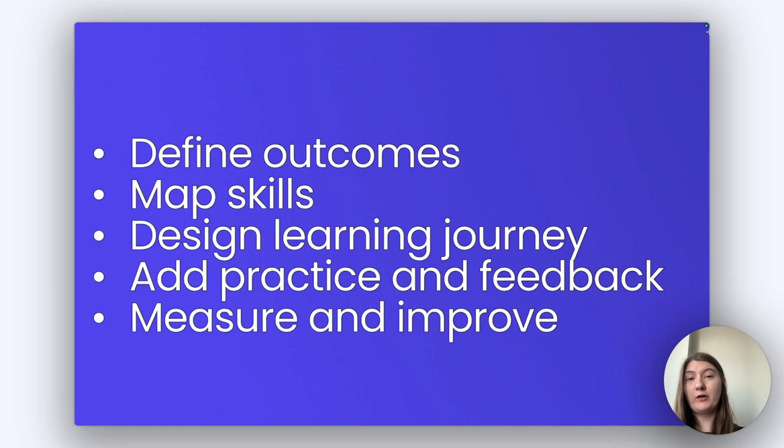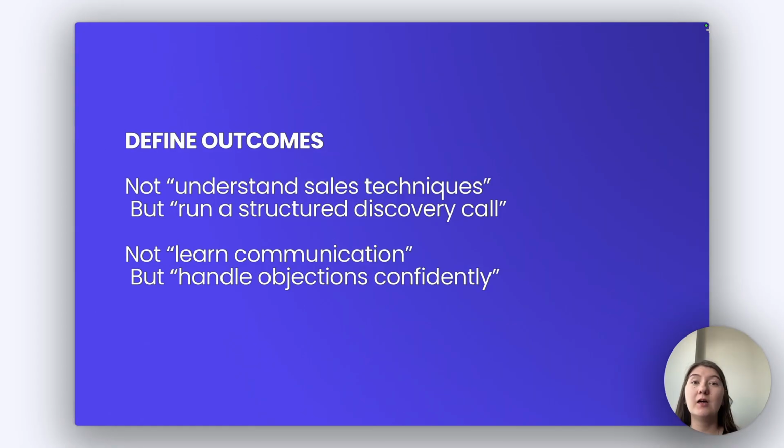There is a simple framework I use whenever I build upskilling programs, which is defining the results, mapping skills, designing the learning journey, adding some practice and feedback, and obviously measuring and improving. I want to break these down into some clear steps in this video, and I hope that it will improve your upskilling program significantly. First of all, you need to start with clarity whenever you're defining outcomes.